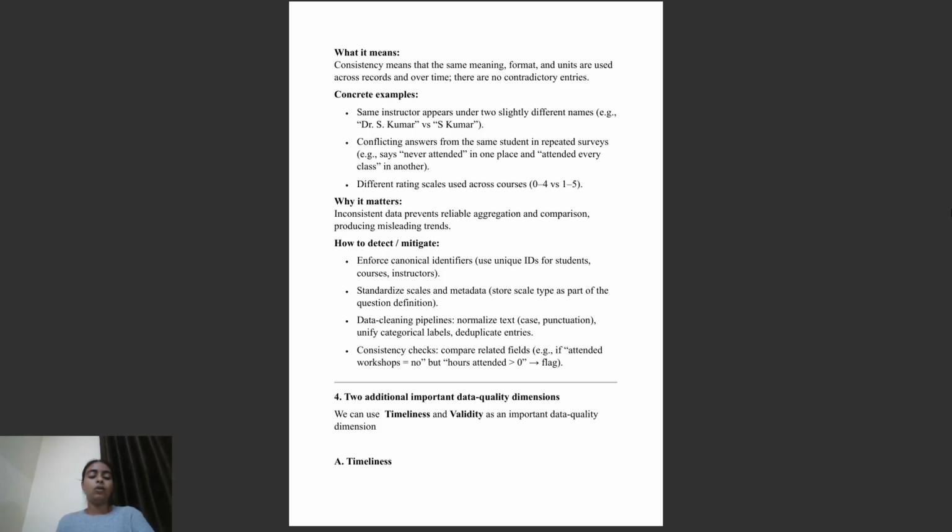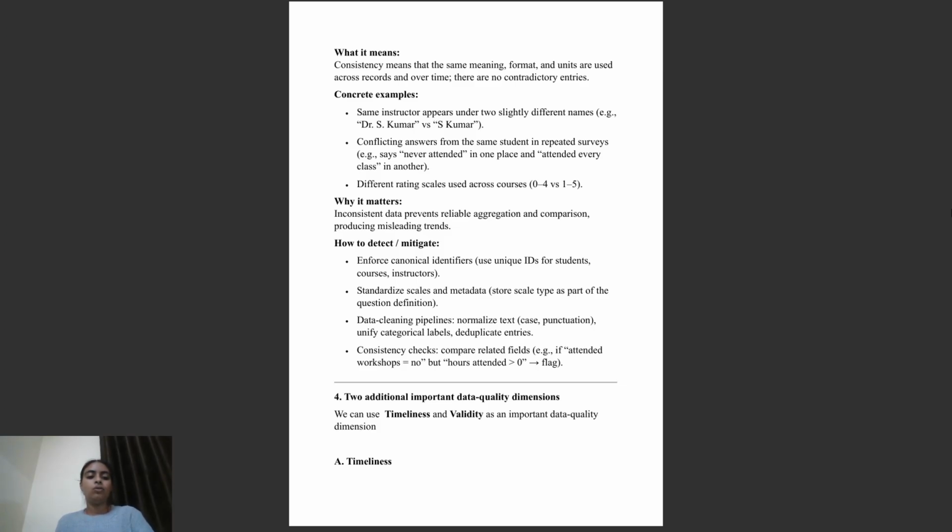How to improve consistency? Use standardized unique IDs for students, teachers, and courses. Define uniform scales and store scales. Apply data cleaning processes like text normalization and deduplication. Run consistency checks such as comparing attendance fields for contradictions. So, consistency ensures that the data is uniform and logically aligned.